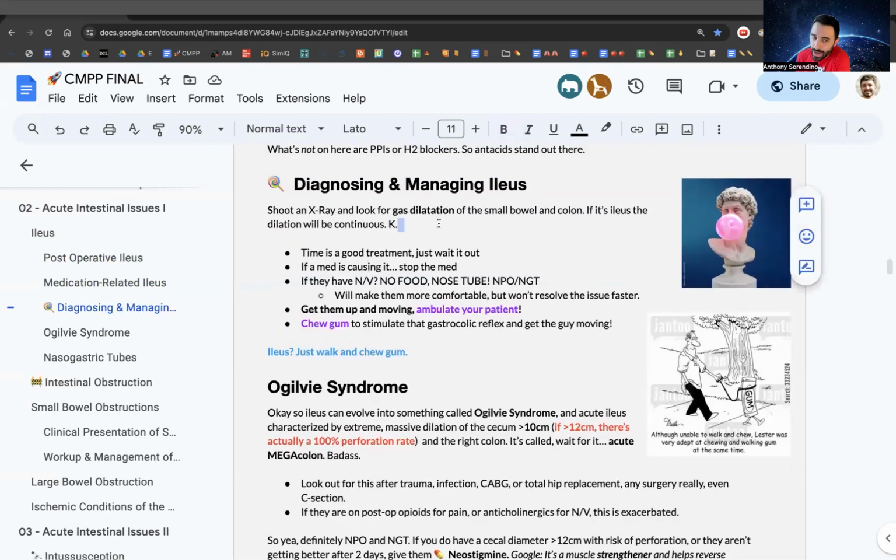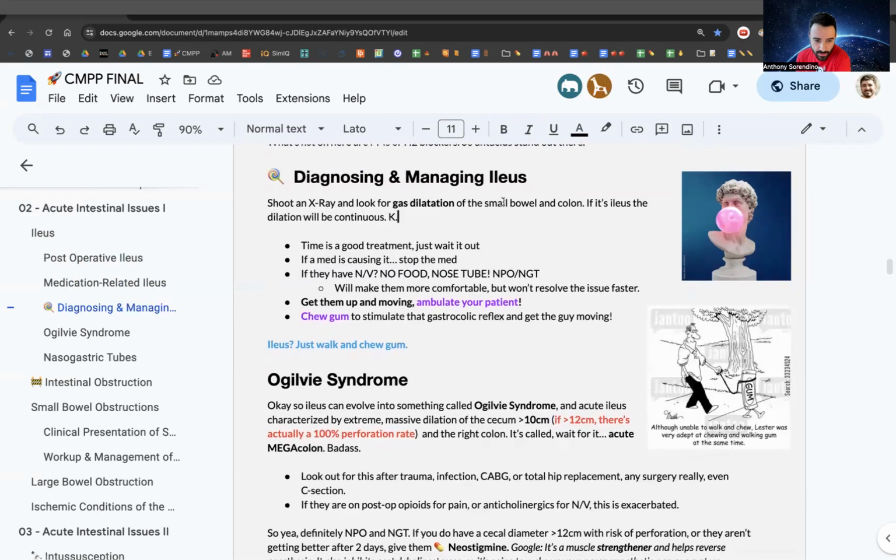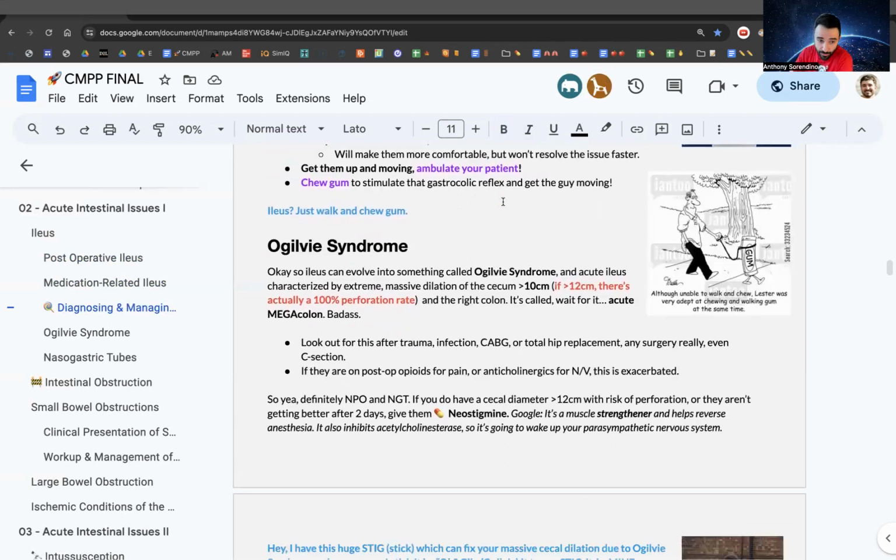Okay, to diagnosis, this is important. You're going to shoot an x-ray and just look for gas dilatation in the small bowel and colon. If it's an ileus and not an obstruction or something, the dilatation will be continuous. So that's actually pretty important. Okay, definitely a question on this.